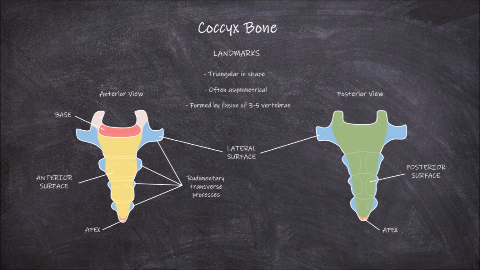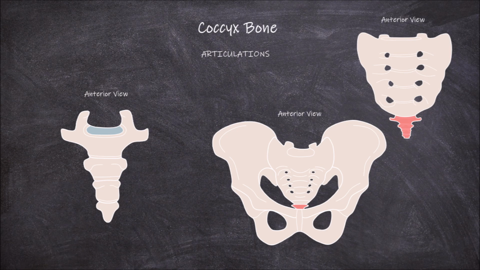Now we are going to take a closer look at the bones the coccyx bone articulates with. This bone only articulates with one other bone, the sacrum bone. The oval facet on the base of the coccyx bone articulates with the oval facet on the apex of the sacrum bone. This articulation forms the sacrococcygeal joint.